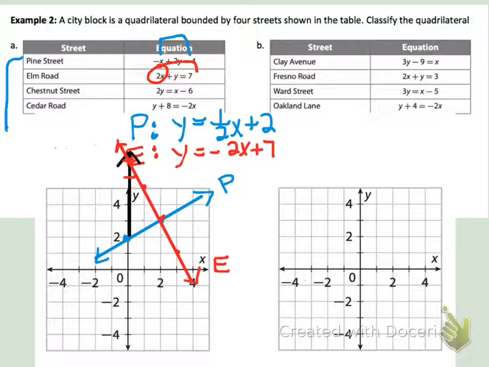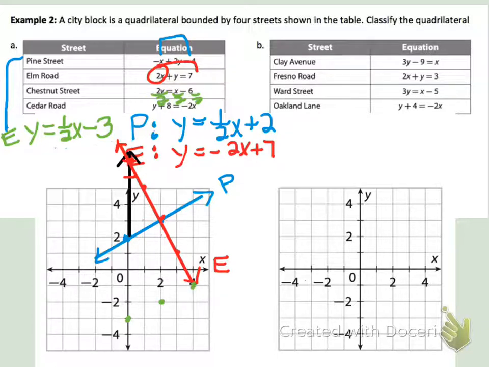So that's Chestnut Street. All we have to do to get it in slope-intercept form is now divide by 2. If I divide the 2y by 2, I just get y. And then if I divide the x by 2, that's actually 1/2 x. And then the minus 6 divided by 2 is minus 3. So that one I'm going to graph. That's got a y-intercept of negative 3, so I plot the point on the y-axis at negative 3. Then the slope is 1/2, so I'm going to rise 1 and run 2. Rise 1 and run 2.